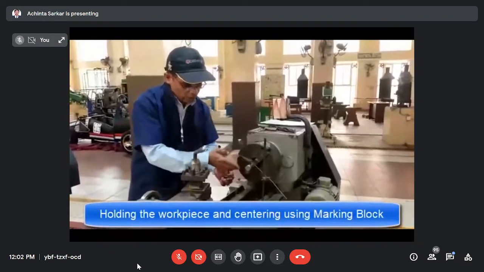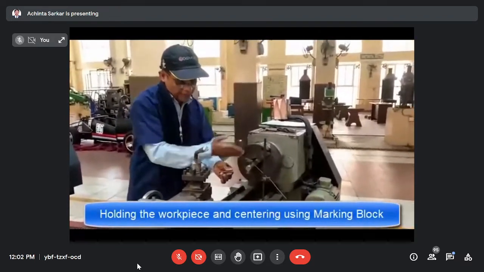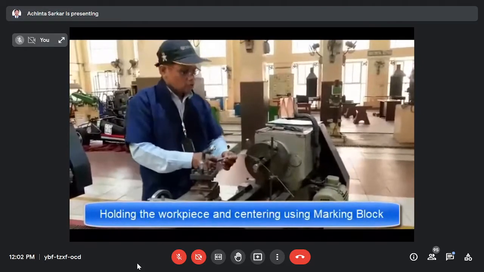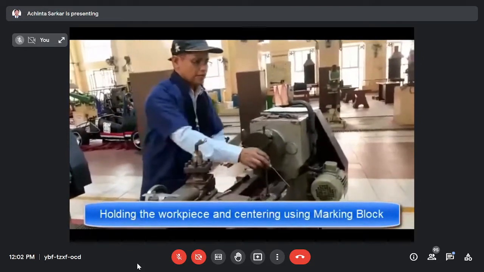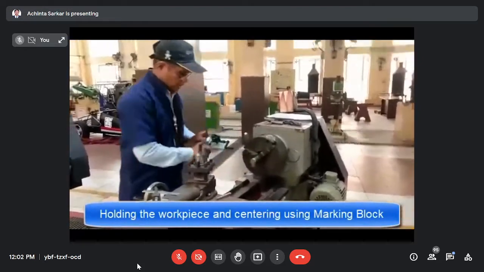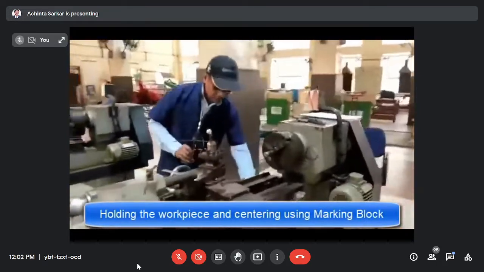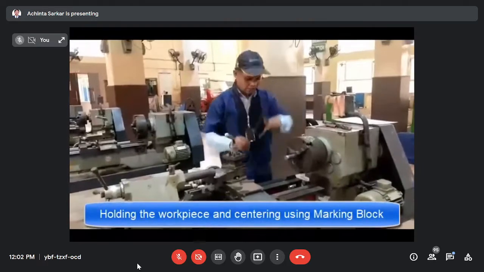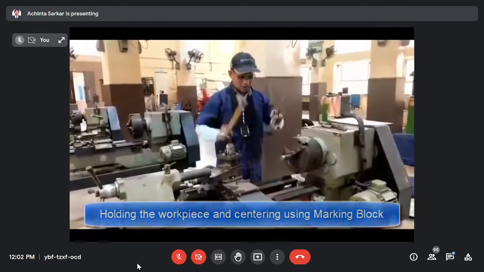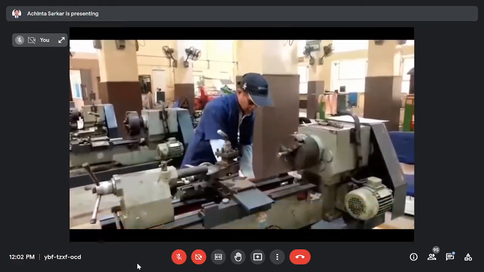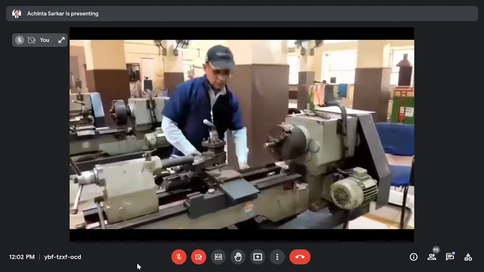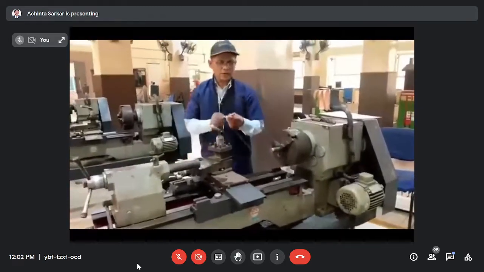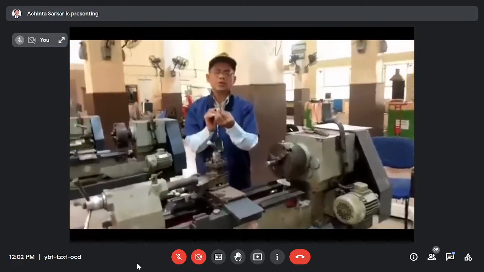It may come loose from the workpiece or holding device, and will create a dangerous accident close to you. Your centering process is now over. For the centering process, I have taken help of this jockey, this marking block, and also a hammer. Now the centering process is over. Now I am going to set your cutting tool.